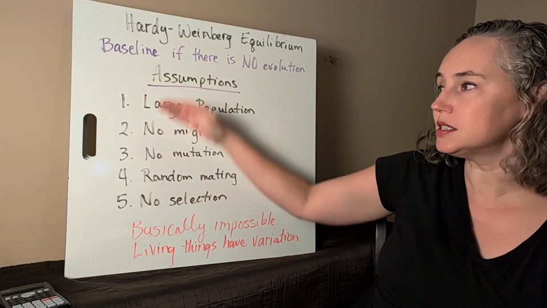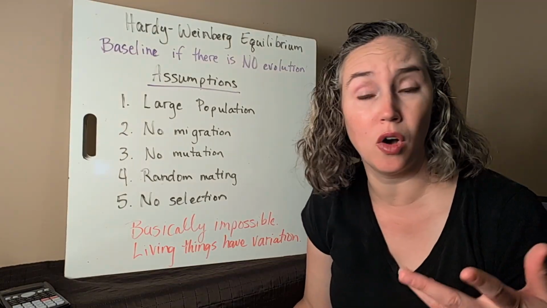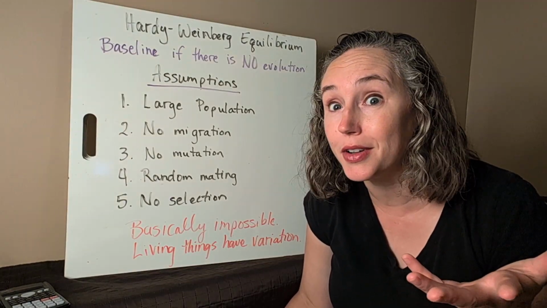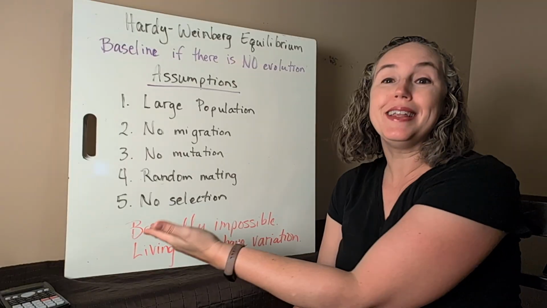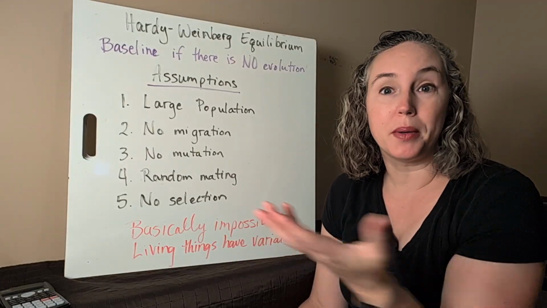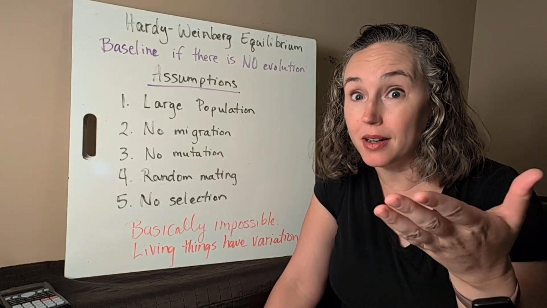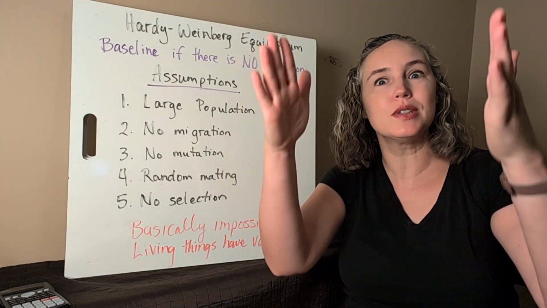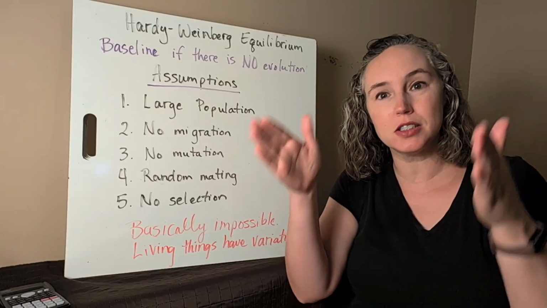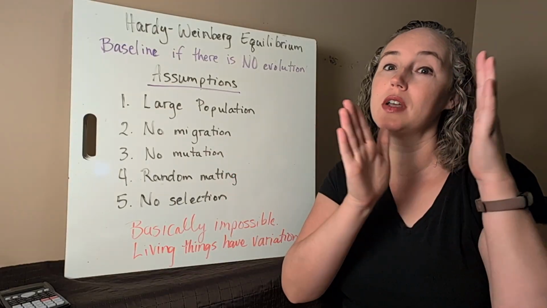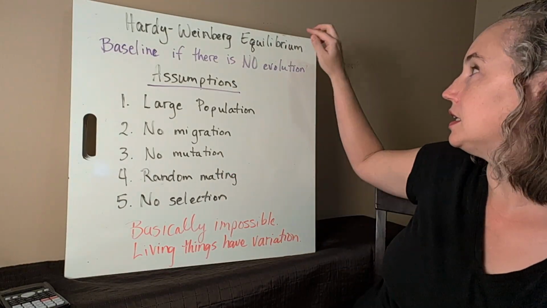So I don't know a population in the whole wide world that meets those criteria. So, yes, Hardy-Weinberg equilibrium in a population is basically impossible. But what's the point? It gives us a baseline from where to start to see if over time our population is changing.